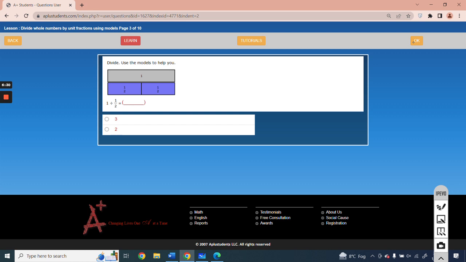Okay, divide, use the models to help you. Okay, you have to divide 1 divided by 1 over 2. Got it? So basically 1 over 2 means you can divide the whole fraction into 2 equal parts. That would be each 1 over 2. So when you divide 1 into 2 equal half parts, it would be 2. The correct option is, just count these fractions. So it would be 2 portions. Got it? So 1 divided by 1 over 2 equals 2.